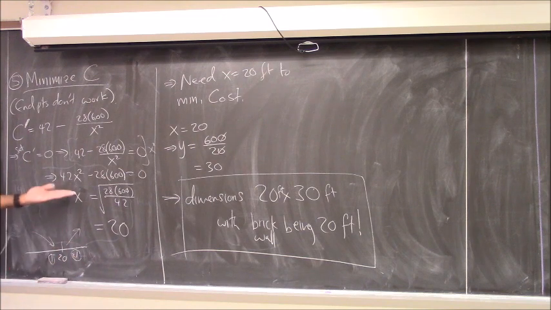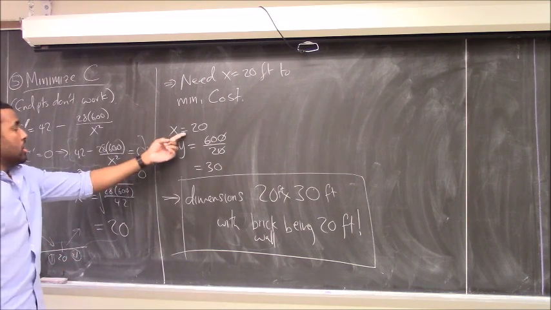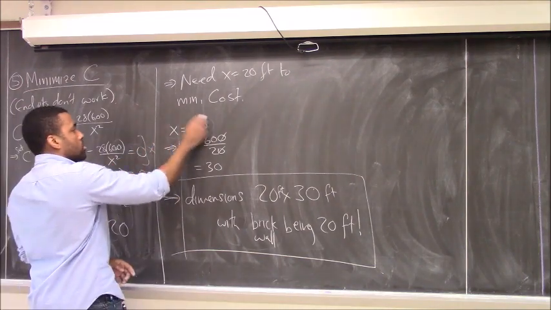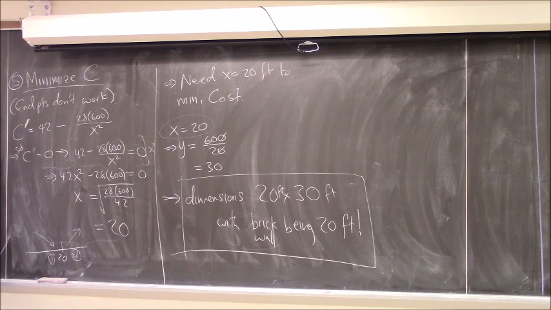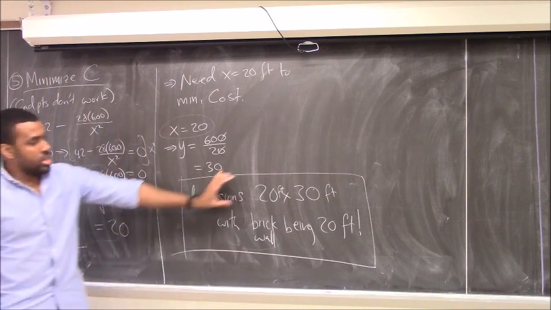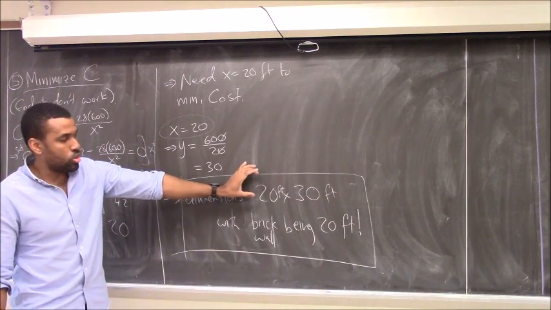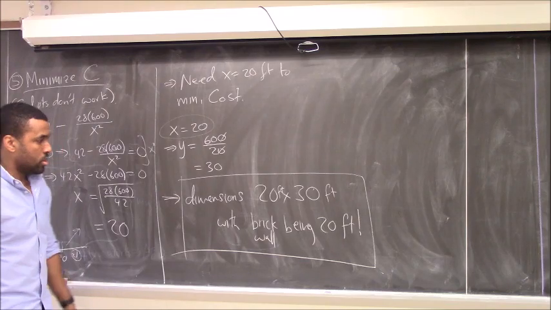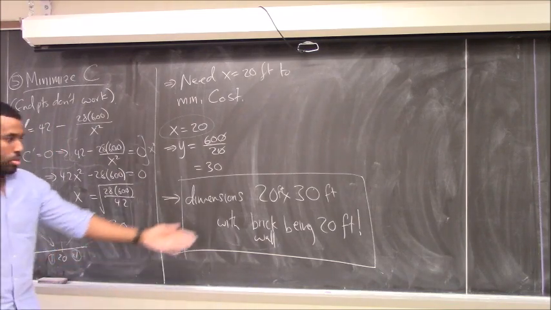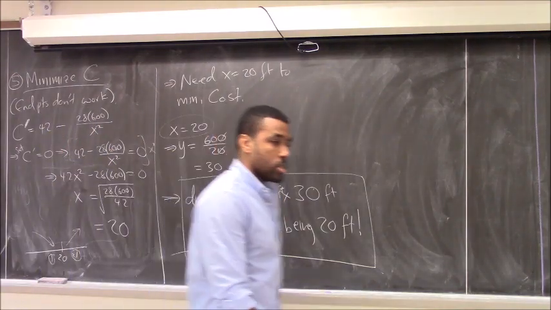Technically it's plus or minus. X is a length, so it can't be negative, so I ignore the negative. And so, yeah, 20 does it. And x was the length of the one side that was brick. So it's a 20 by 30 foot enclosure. You'll see that it has 600 square feet of area, and the brick wall is one of the 20 foot sides.